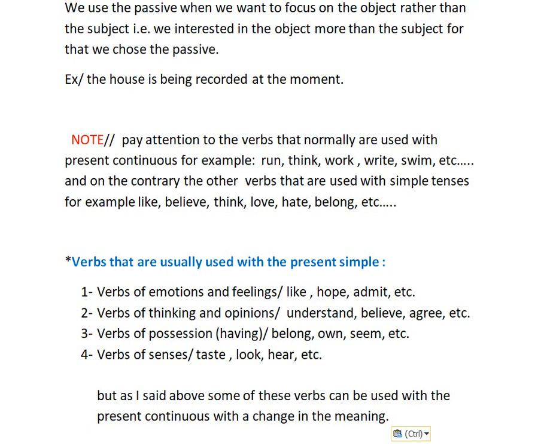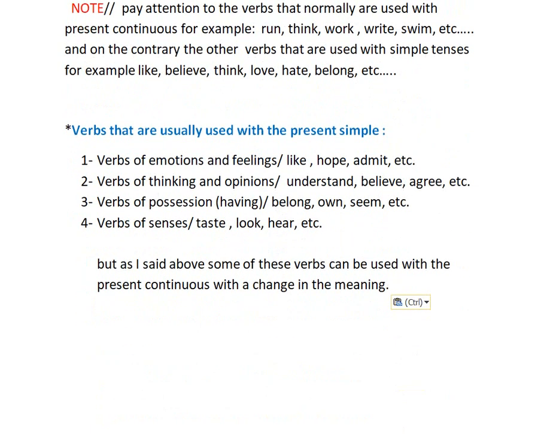But as I said, some of these verbs, and this is very important, can be used with the present continuous with a change in the meaning. For example, think can be used with the present simple and the present continuous. For example, I think you are wrong. This is present simple. What about I'm thinking about her for a long time or all the time? So this is different, there is a difference in the meaning.